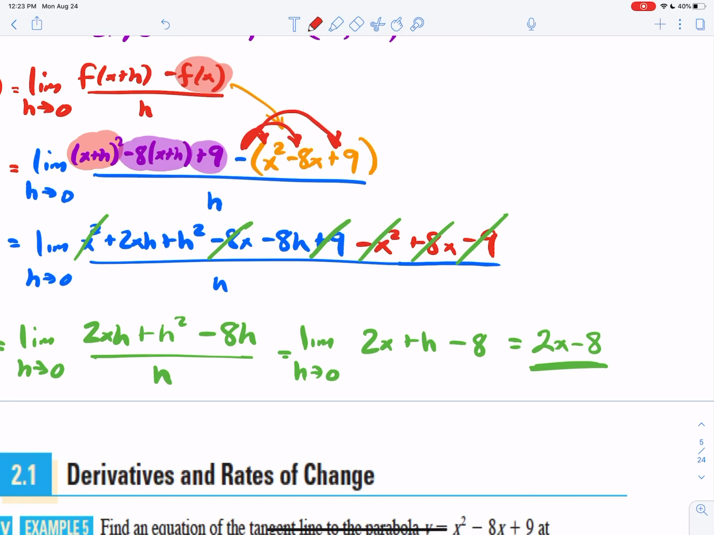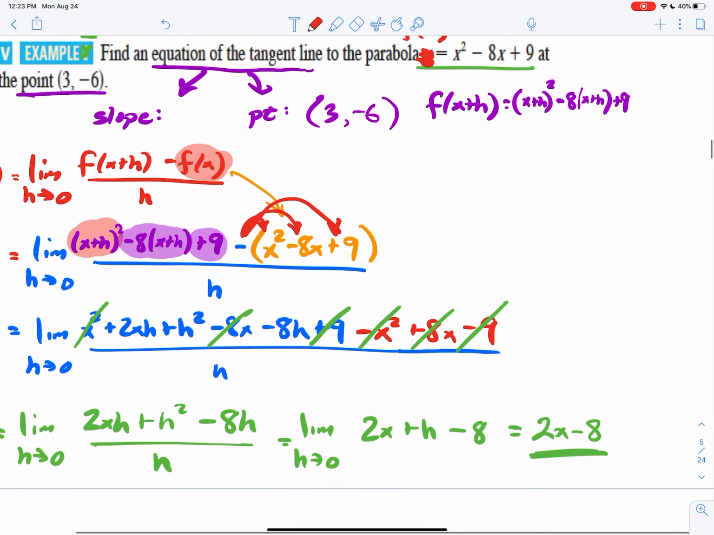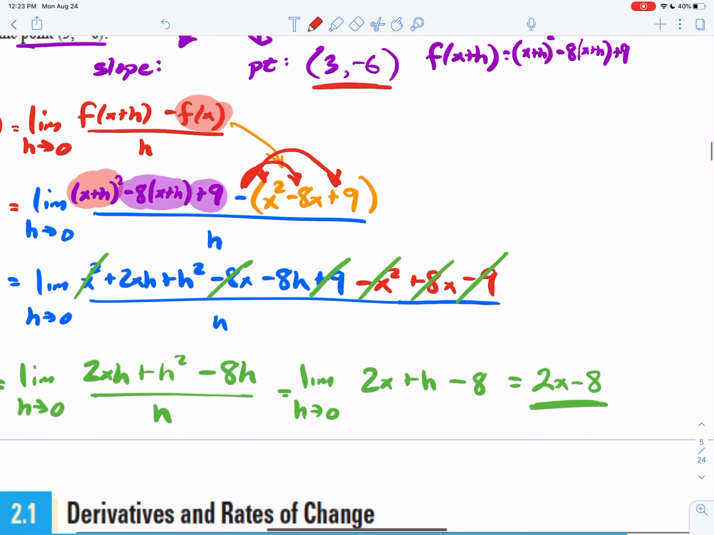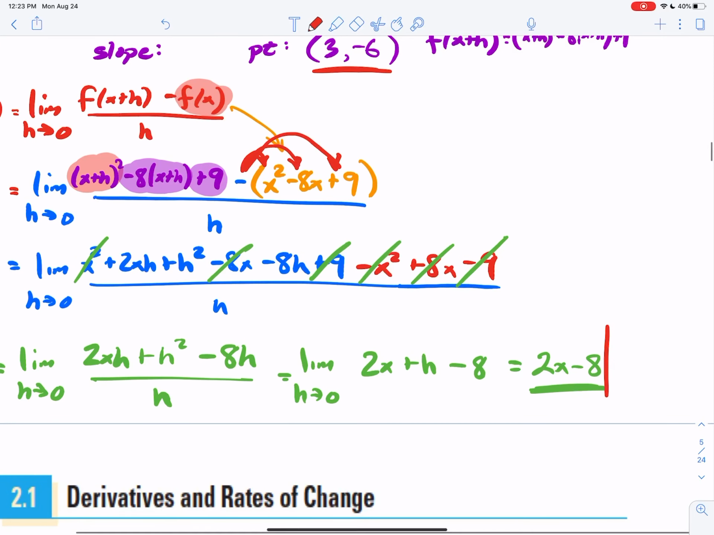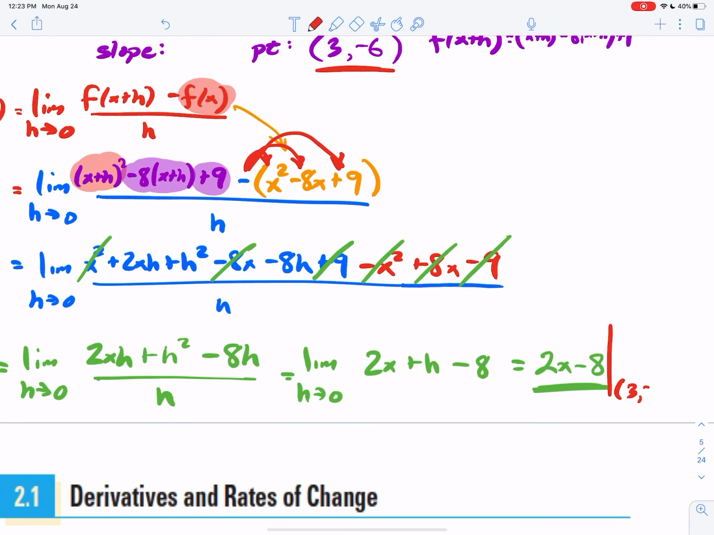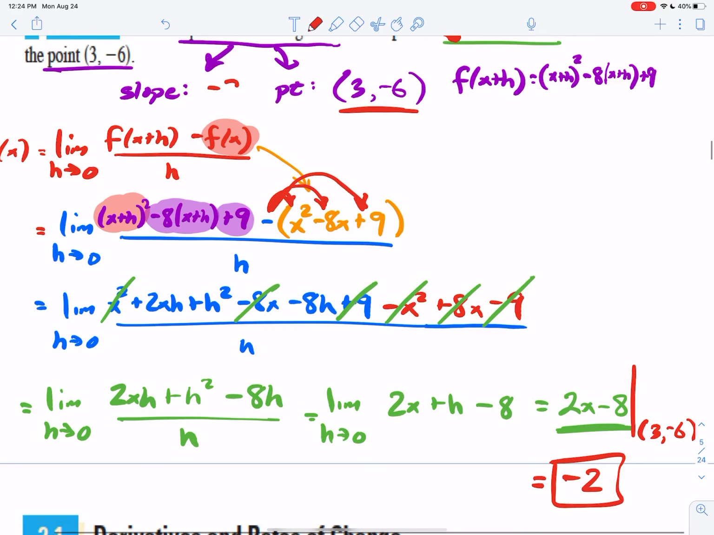Exactly where do I want my slope? Specifically where? At 3 comma negative 6. So I want to evaluate. So I'll draw the evaluate bar at 3 comma negative 6. I'm running out of space here. So if you plug in 3 for x, you should get 6 minus 8, which is negative 2. That right there is your specific slope, which we could then put over here at the top.